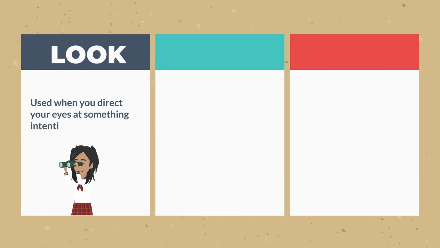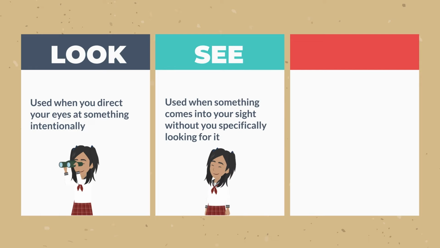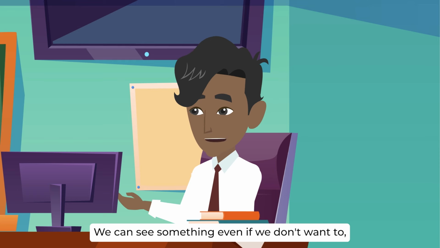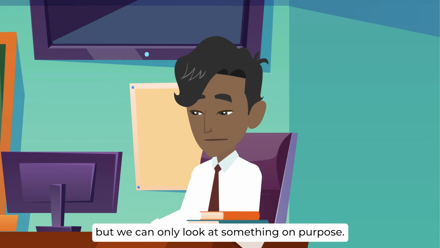Look is used when you direct your eyes at something intentionally. See is used when something comes into your sight without you specifically looking for it. Watch is used when you look at something carefully, often something that is moving. We can see something even if we don't want to, but we can only look at something on purpose.